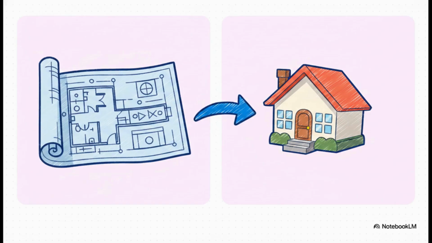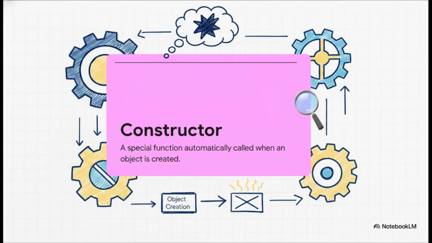And when you build that real house, you usually need to set things up right away. You need to initialize it the very moment it's created. And that leads us to the formal definition. A constructor is a special function of a class that automatically gets called when an object is created. I definitely recommend mentally noting that down. It is a special function, but the absolute most important word in that entire sentence is automatically.